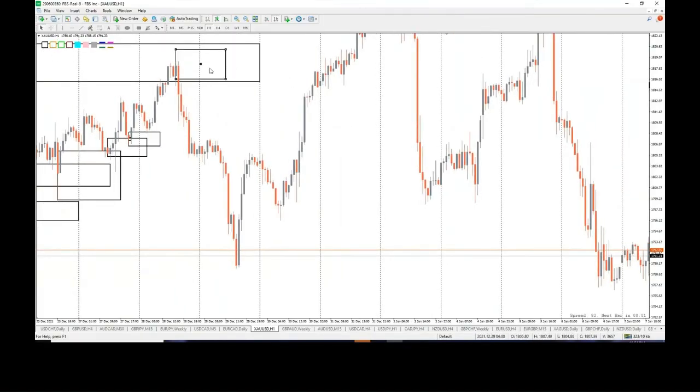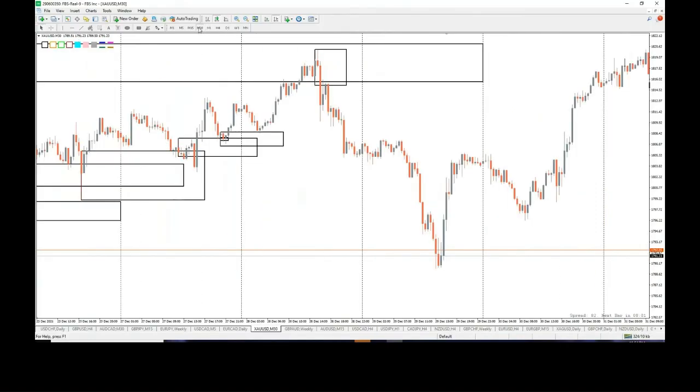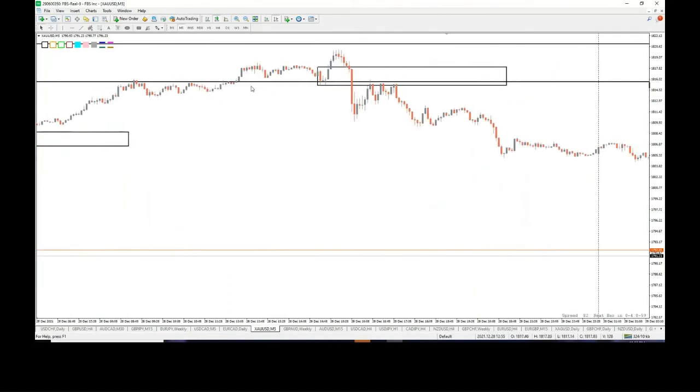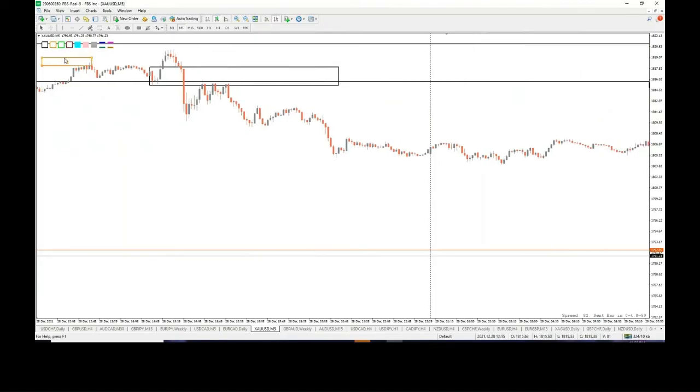We wait for H1 or M30. So if you think this zone is big, what do we do? We have to wait for M30 or M15. But at this moment, there's no M15 entry right here, because this is M15, right? So there's a confirmation on M5 or M1, and this is your entry.